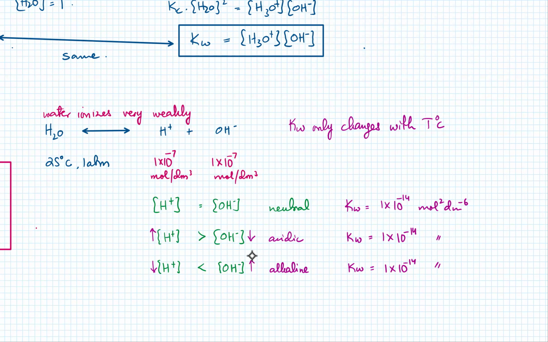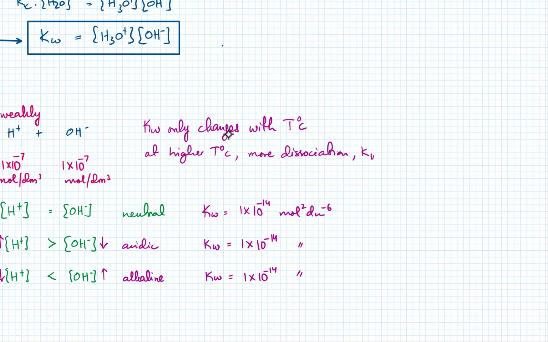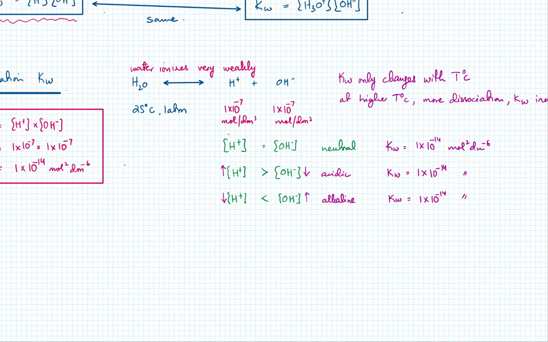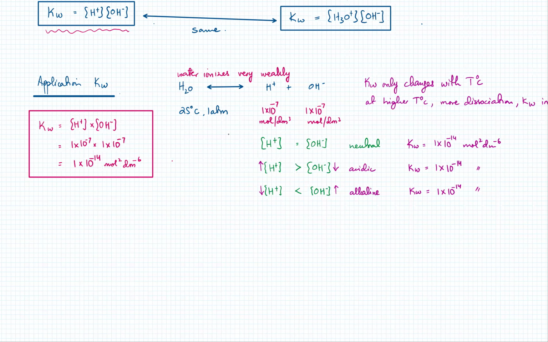More, okay, because the molecules will be more energetic. They'll be colliding with each other a lot more. So there's going to be more dissociation. So if you increase temperature, you have more dissociation, and because of that, your Kw is going to be higher as well. So remember this, that you're going to have more dissociation of water at higher temperatures. Okay, so is this clear that Kw remains a constant? Is that clear?